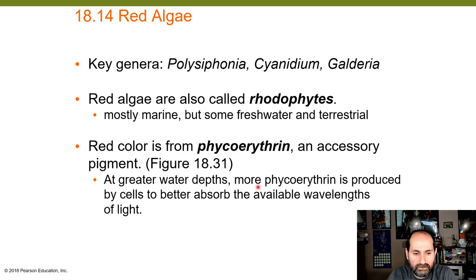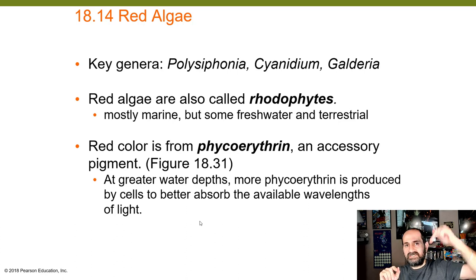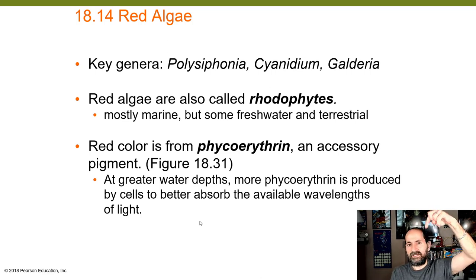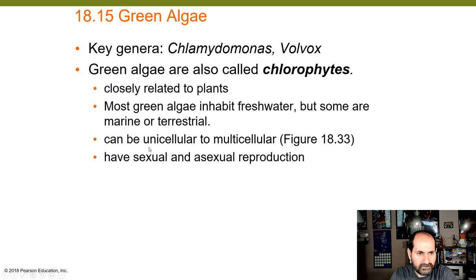At greater water depths, more phycoerythrin is produced by cells to better absorb the available wavelengths of light. That makes sense. This is a pigment molecule that is red, which means it's not absorbing red light. It's absorbing the shorter wavelengths of light. Remember, shorter wavelengths of light are higher in energy, and they also penetrate deeper into the water. So if you're deep in the water, a red pigment is a better solution for you, because red light wouldn't penetrate that far into the water. That's pretty interesting stuff.